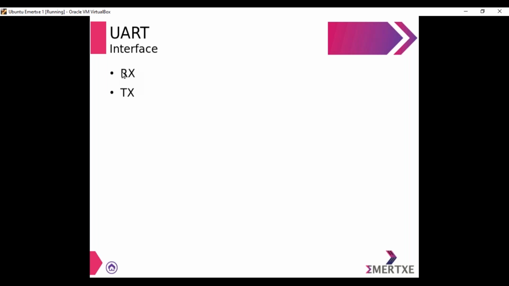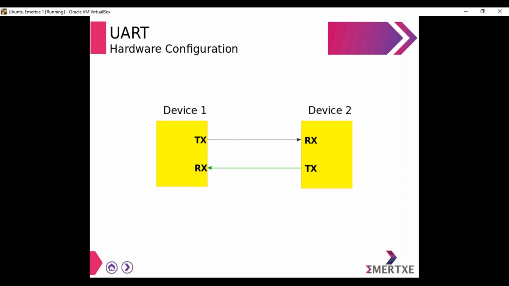Now, if you look at the hardware configuration, there are two devices, and please look at the direction of the line. Here, this is the very first device which wants to transmit. If the first device wants to transmit, the second device has to receive. So the first device is the transmitter, the second device is the receiver.